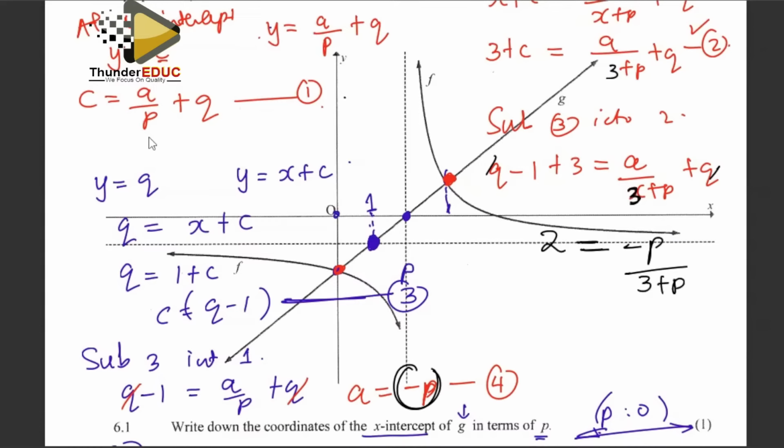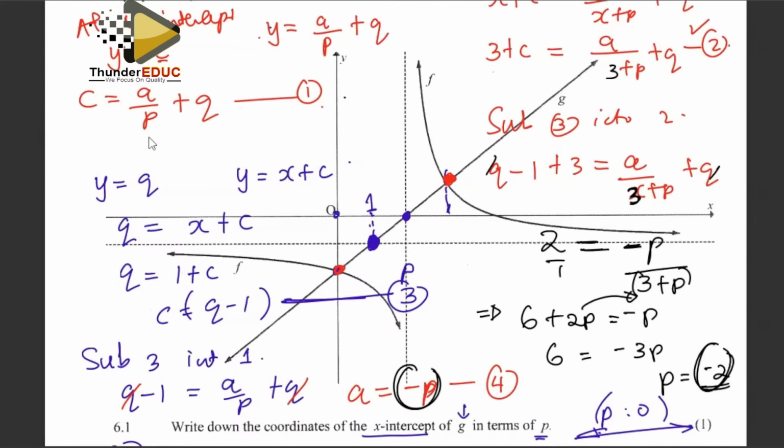Let's not forget that. Okay, so I have just an equation that is having just p's alone. So cross multiply, meaning that 2 times 3 gives me 6, 2 and p gives me 2p, and then this is a negative p. Let's move this one to that side. 6 is going to be negative 3p. Divide both sides by negative 3, which means p is negative 2.